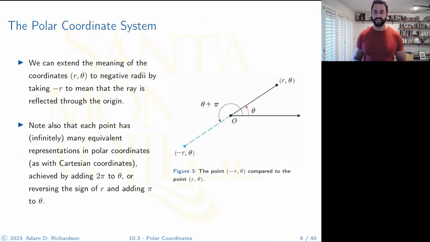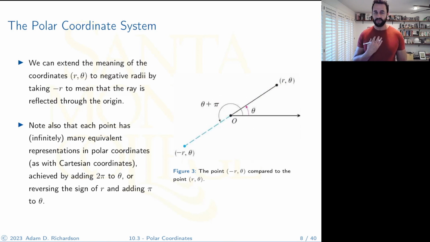All right, now here's where things get a little bit funky, but it's not too bad once you get the hang of it. We can actually extend the meaning of our coordinates r comma theta to include negative radii. So in other words, what does it mean when you talk about negative r? And we can make sense of this, and we can include this interpretation in this new coordinate system. When we talk about a negative radius, what we mean is that the ray that you would normally have is reflected through the origin. So in other words, it's basically rotated 180 degrees or pi radians from the original point.